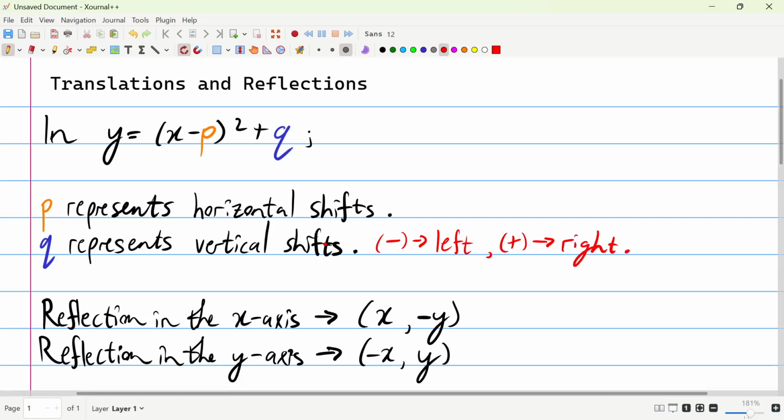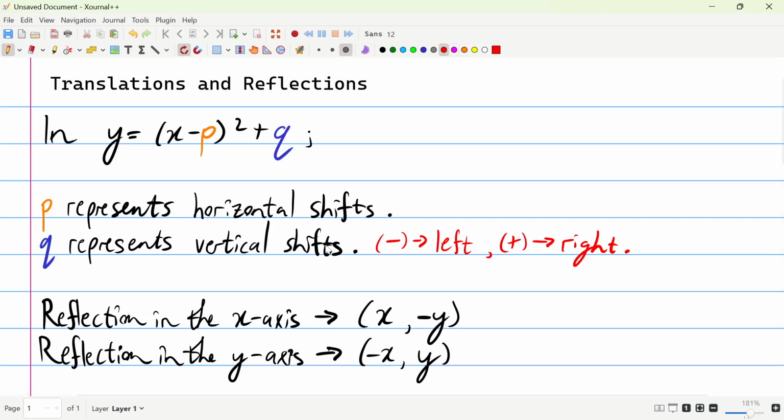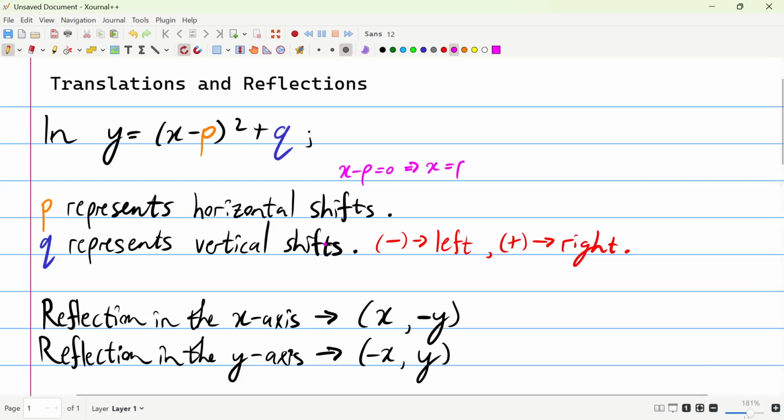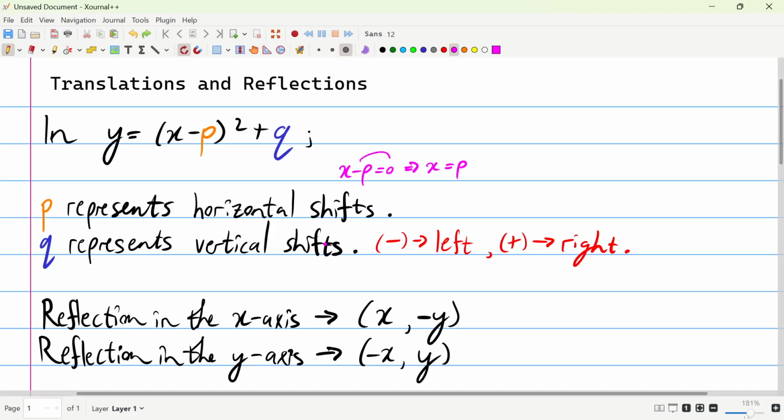Okay, but what about p? Well, in this case here, we first need to do an extra step, right? We see that we have x minus p, but that's a bit weird. So we want to get it in the form of x is equal to p, okay? So in order for us to do that, we'll have x minus p is equal to 0. We'll let this be equal to 0, such that we say x is equal to p. We take the negative p over, and now we have our x value that shifts, okay?